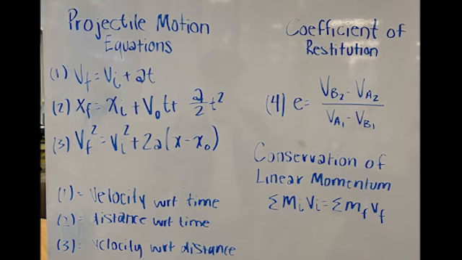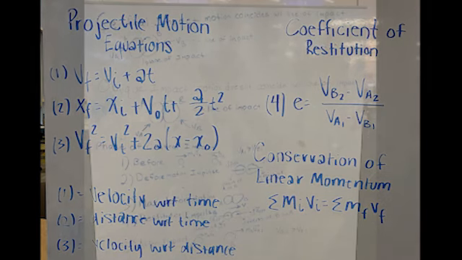The coefficient of restitution equation gives us a ratio of final and initial velocities between two objects. This can be very helpful in finding extra unknown velocities that will help solve our problems. The conservation of linear momentum is also used alongside the coefficient of restitution equation, as the energy before and after a collision of two particles is the same.